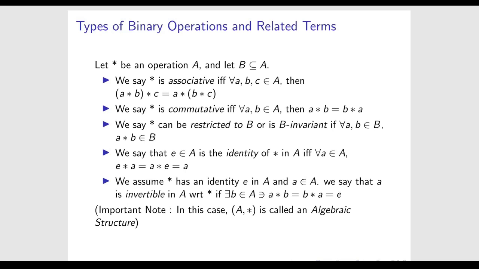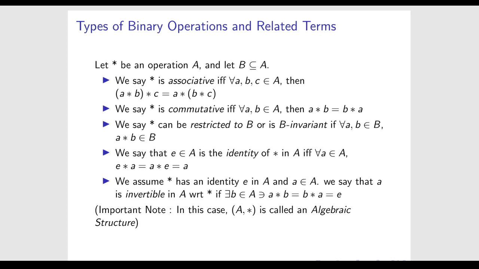Now that we have defined binary operations, let us see some types of binary operations. Let star be an operation on A and let B be a subset of A. We say star is associative if and only if for all a, b, c in A, (a star b) star c is equal to a star (b star c). That is, the brackets don't matter. We say star is commutative if and only if for all a and b in A, a star b is equal to b star a. We say star can be restricted to B, or is B invariant, if for all a and b in B, a star b belongs to B.